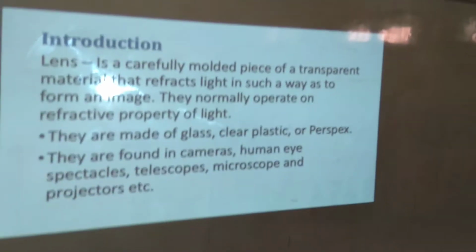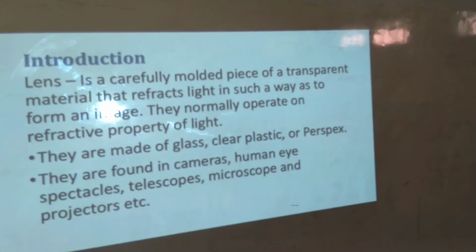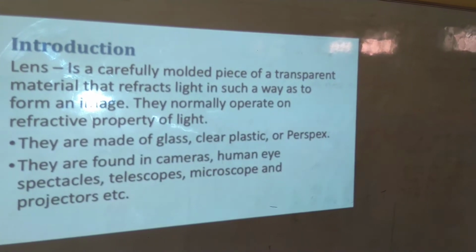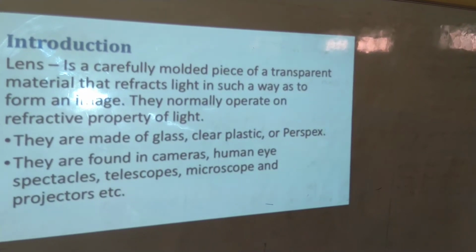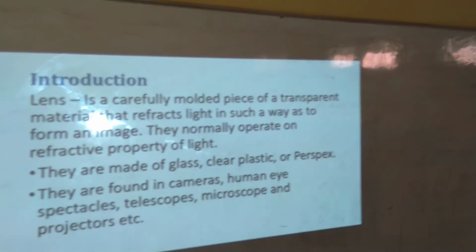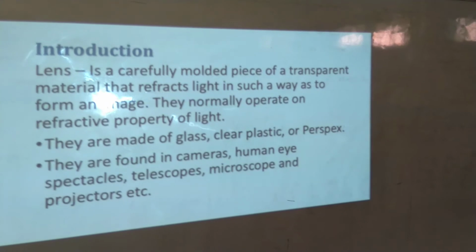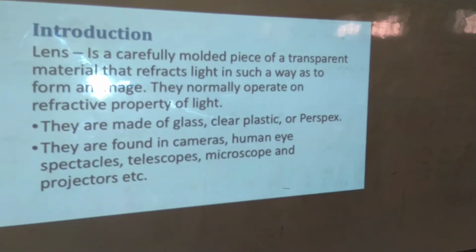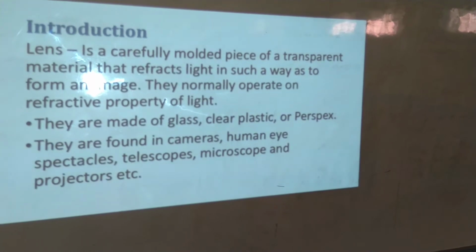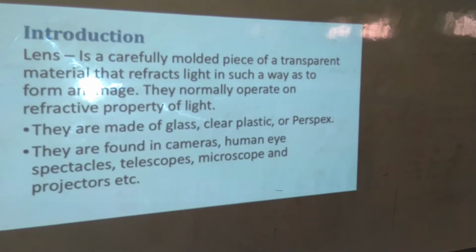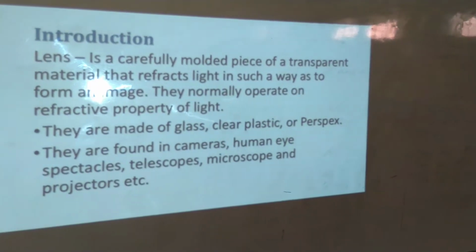As introduction, let us define what a lens is. A lens is simply a transparent material that refracts light in such a way as to form an image. They normally operate on the refractive property of light. They are made of glass, clear plastic, perspex. They are found in cameras, human eye, spectacles, telescopes, microscope, and projectors.